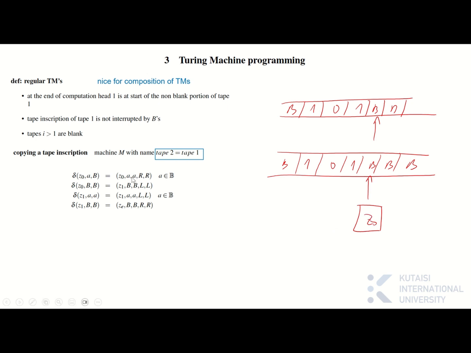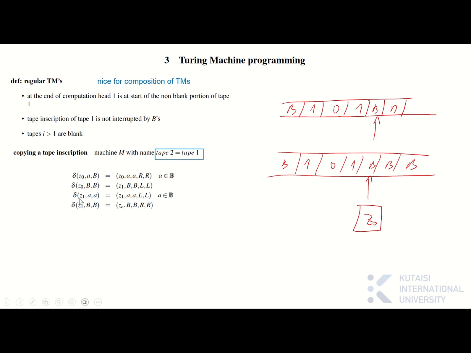It goes right and just copies whatever the first thing was. It writes the same thing on the second tape. So now I copied the first tape to the second. Okay, what next? I want to make it regular. Well, it's not completely regular in the end, but anyway, I want to move it back here.